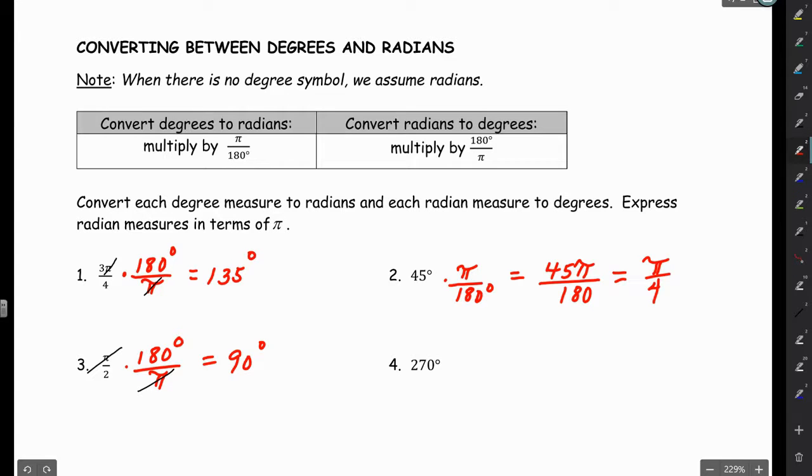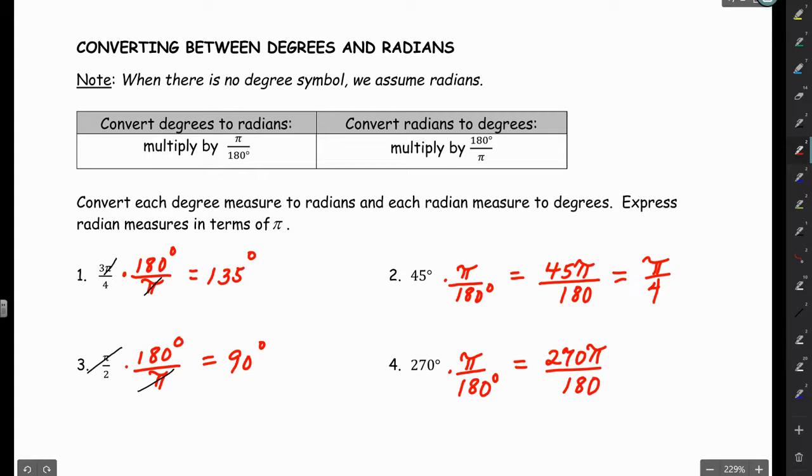And the last one, number 4, 270 degrees. We have the degree symbol, so we know we're working with degrees. We want to convert from degrees to radians, so we multiply by pi over 180. The degree symbols cancel, and we end up with 270 pi over 180.